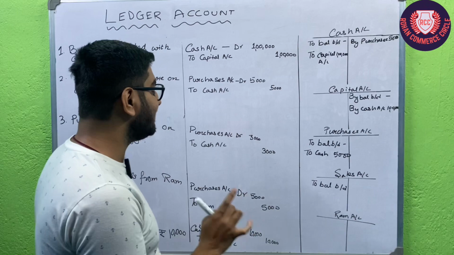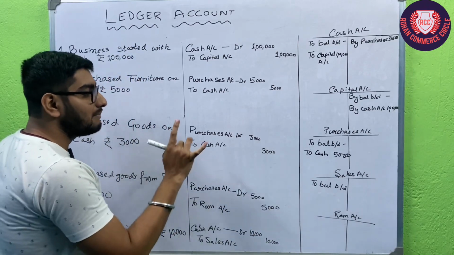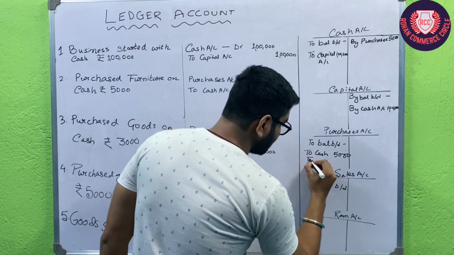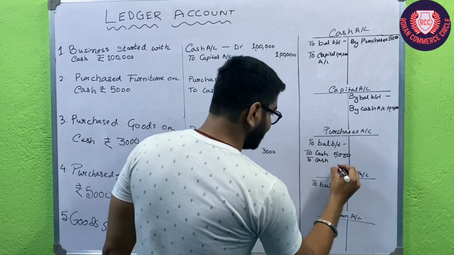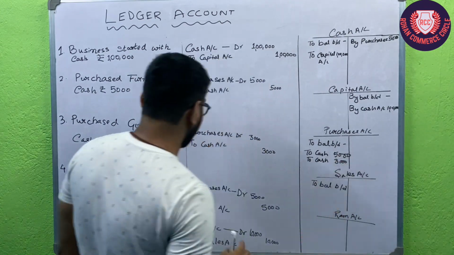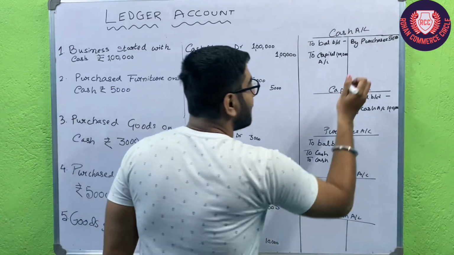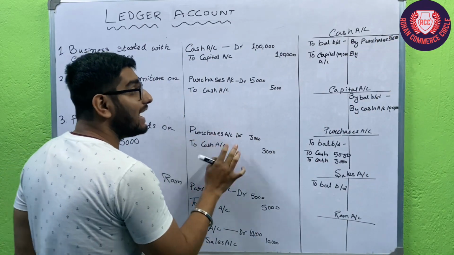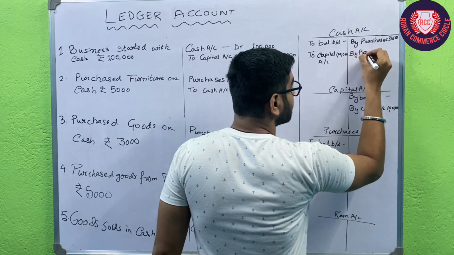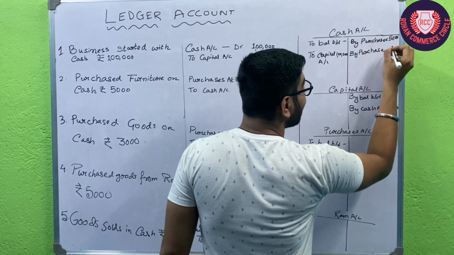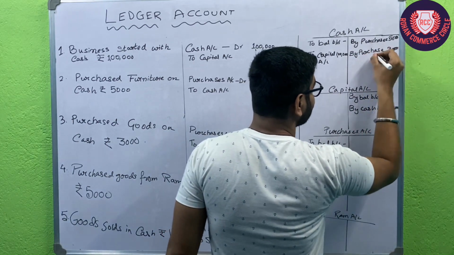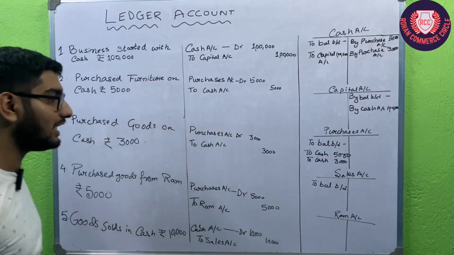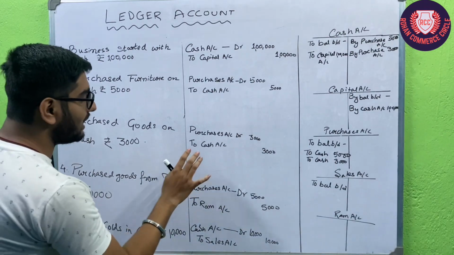So what will be the ledger in this case? In the purchases account we have to write to cash, rupees 3,000. And in the cash account we have to write by purchases account, 3,000. So this will be the journal and ledger in this case.